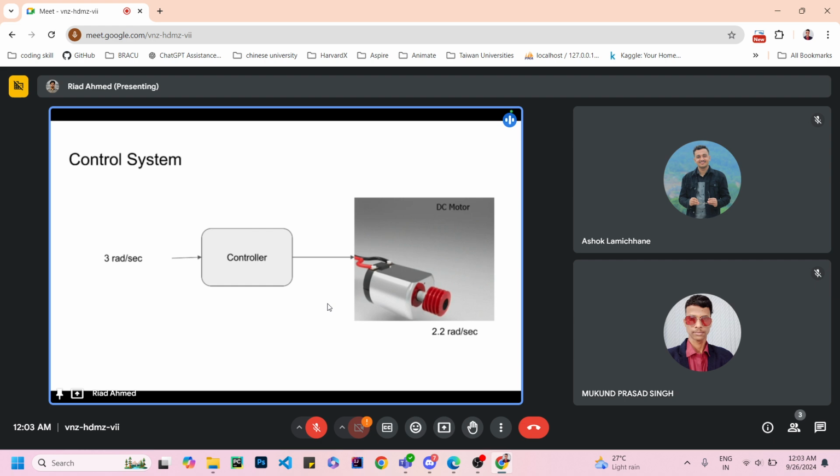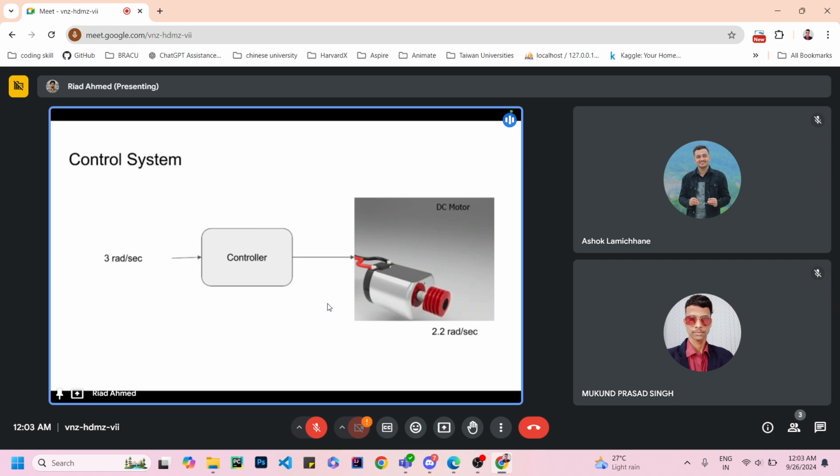Okay, so that is the ideal point of view, or this is the ideal case. The controller is required to maintain the 3 radian per second, but if the controller fails to reach that goal, then you should say that the controller is failing. Okay, so this is the basics of control system.